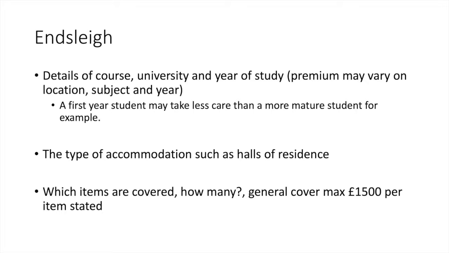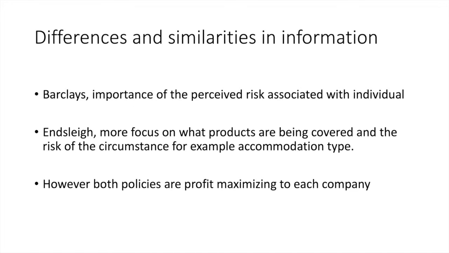Ensley, on the other hand, go into more detail about the course, the university, and the year of study. They also find out more information about accommodation, such as halls for residents. This might be seen as safer than just a private rental. And they set a max value of £1,500 per item stated.